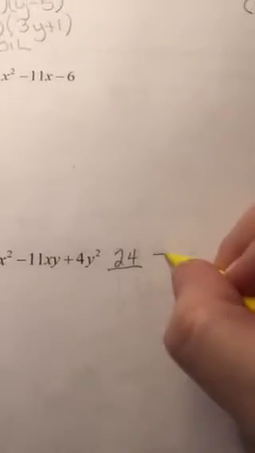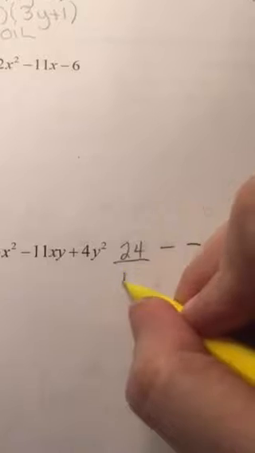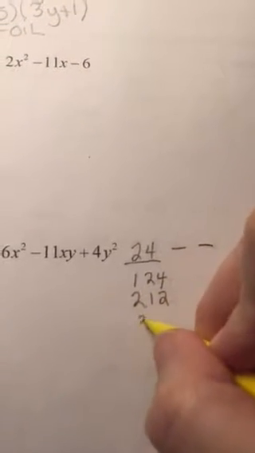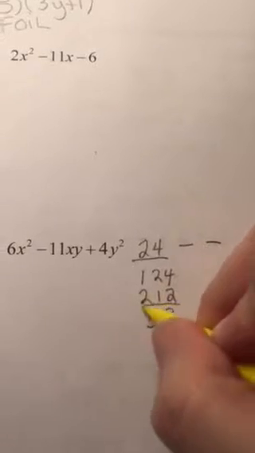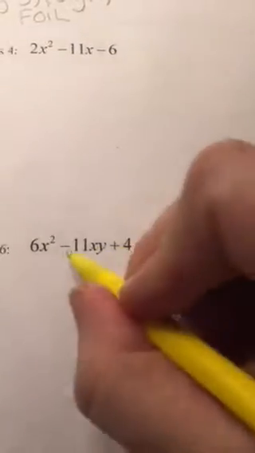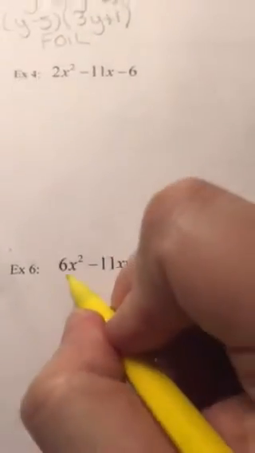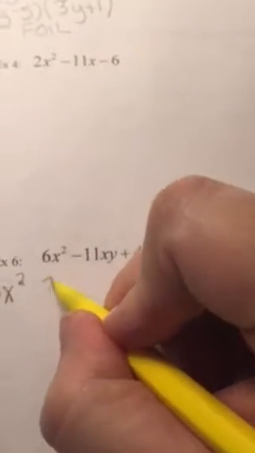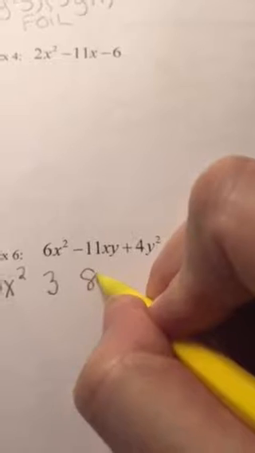Minus plus is going to factor into a minus minus. So I do a 1 and 24, a 2 and 12, and a 3 and 8. And bingo, right there you might see my 3 and 8 are going to make my 11. So you recopy your first one, 6x squared. And then I'm going to use my 3 and I'm going to use my 8.